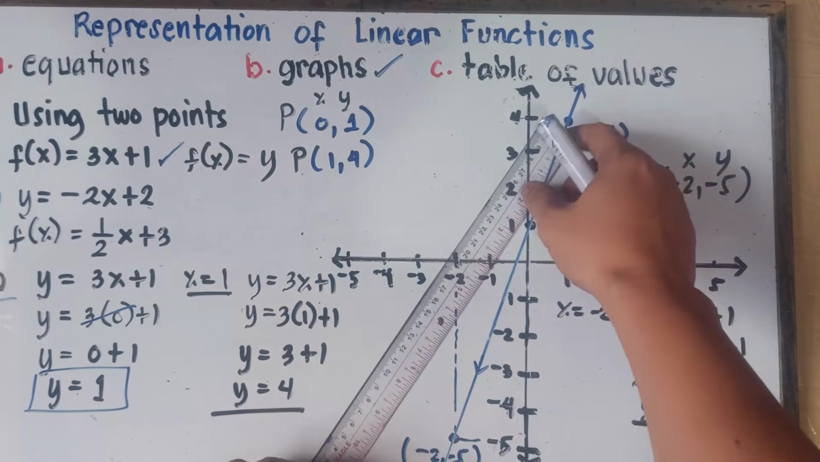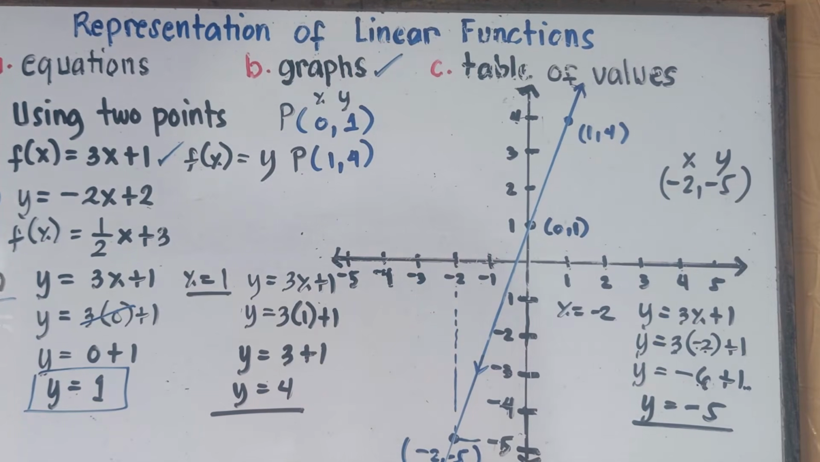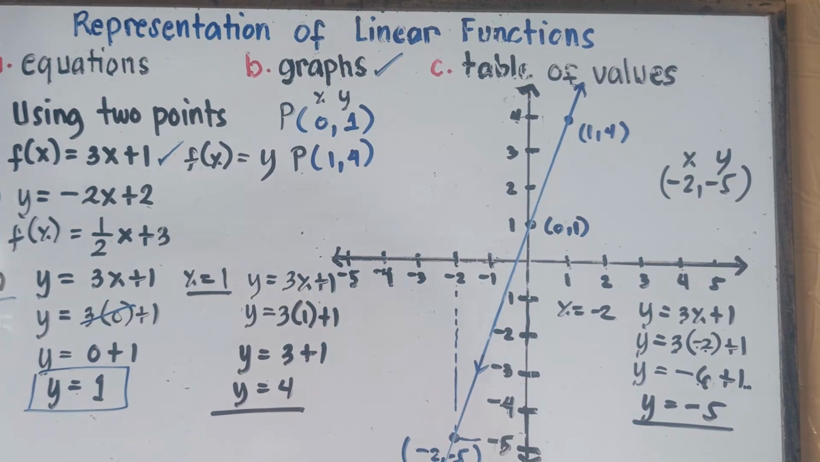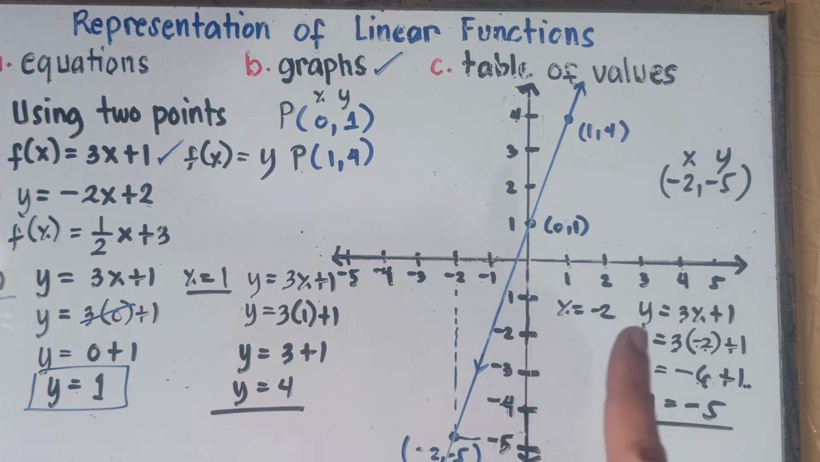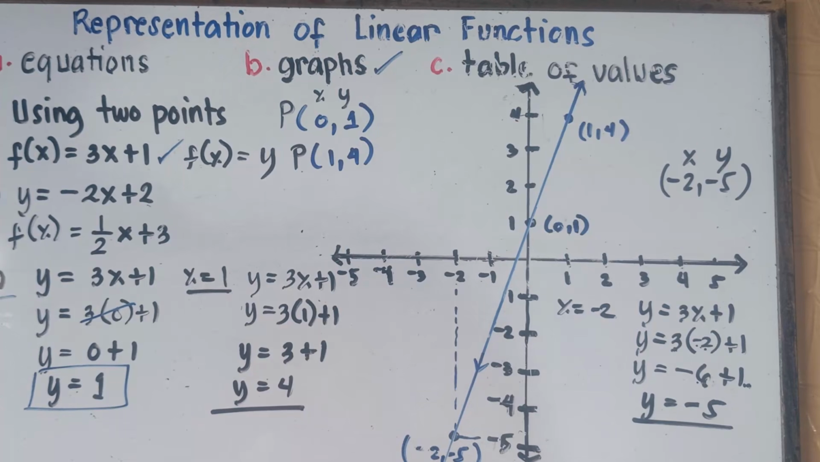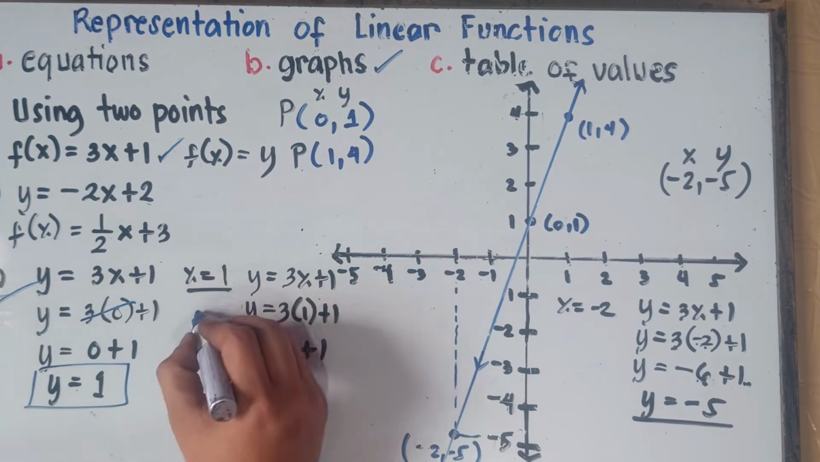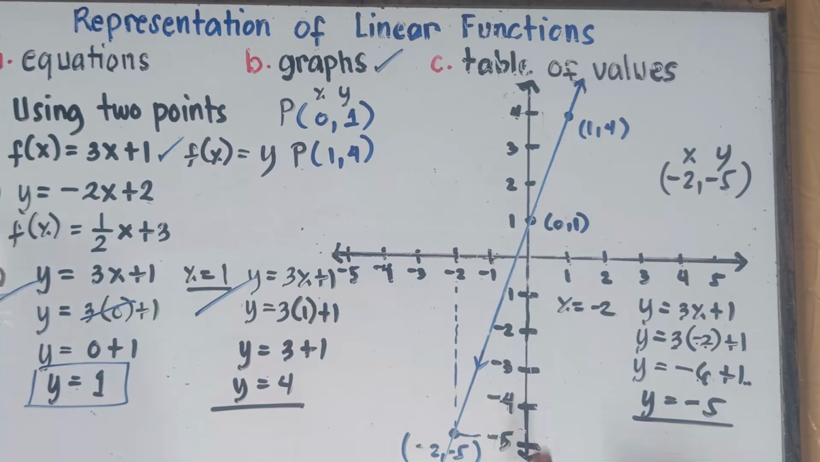Check this one out, class. It will pass in this given straight line. That's why, class, I told you a while ago, better to choose an easy number. You can choose 0 and then 1. It doesn't matter, because it will pass in this given straight line, because this is a linear function. A linear function would be a straight line, so you can choose any number for x. Better to choose an easy number, so let's have 0 and then 1.